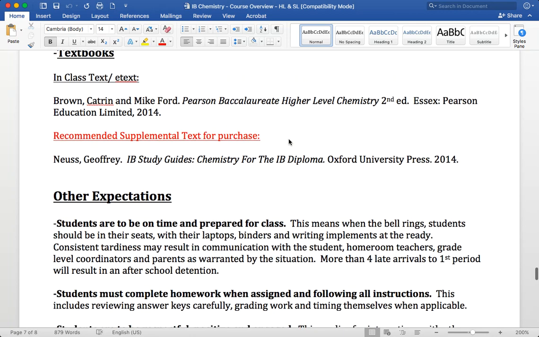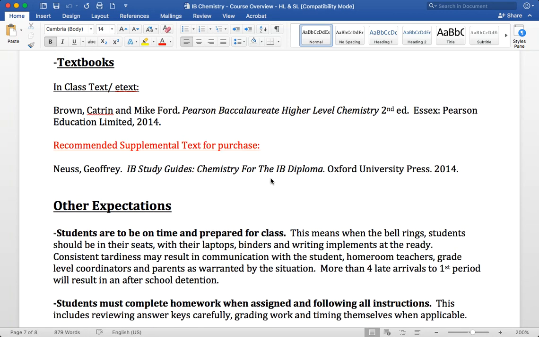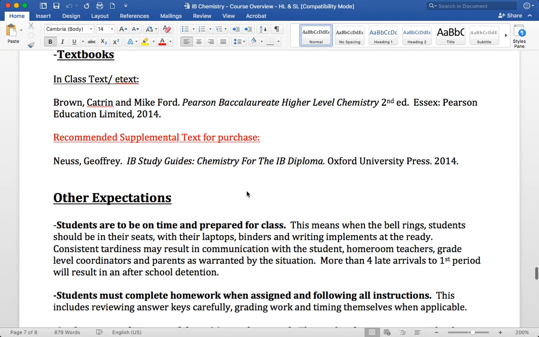However, there is another text that's reasonably priced. That's a really good study guide. It's very dense, not really a full-on textbook, but really what its name implies. It's a study guide put out by Jeff Noose, and I've linked it on the class website. It's a great resource to buy, a great thing to use to study for tests and for the IB exam when that time comes.